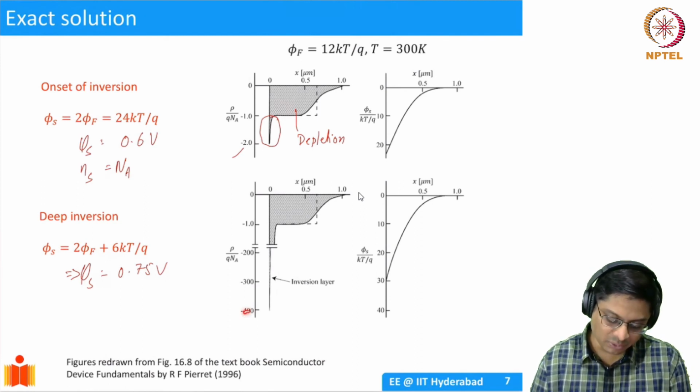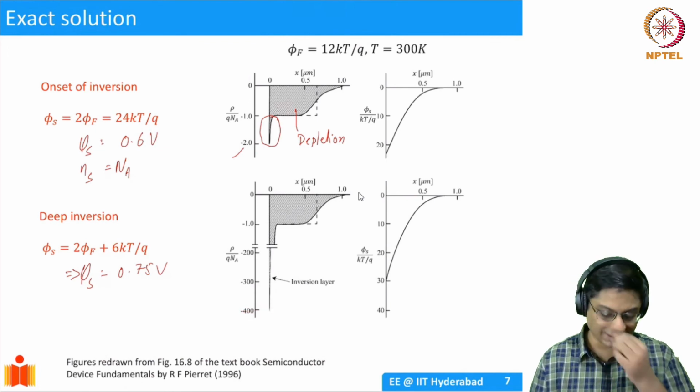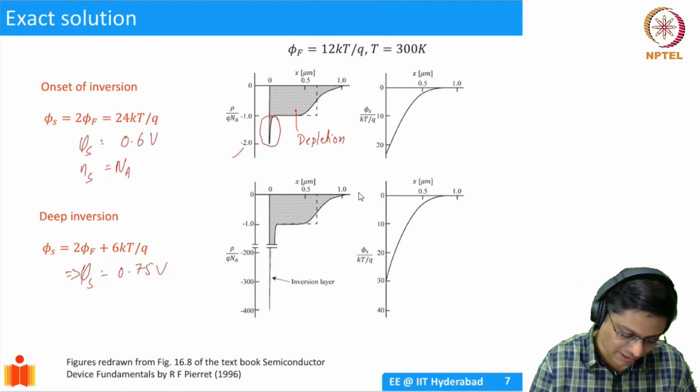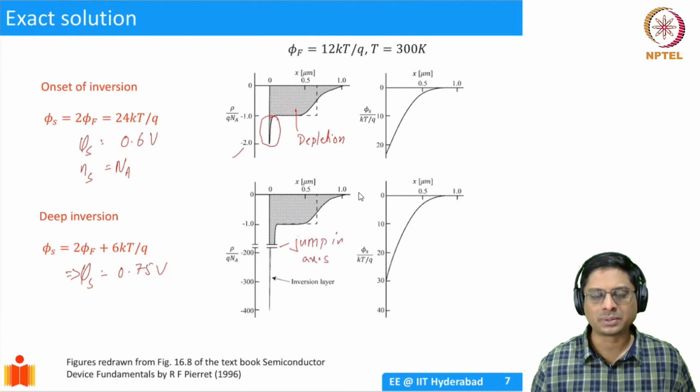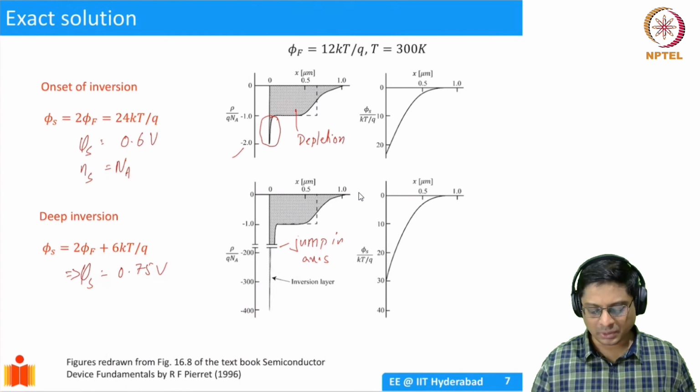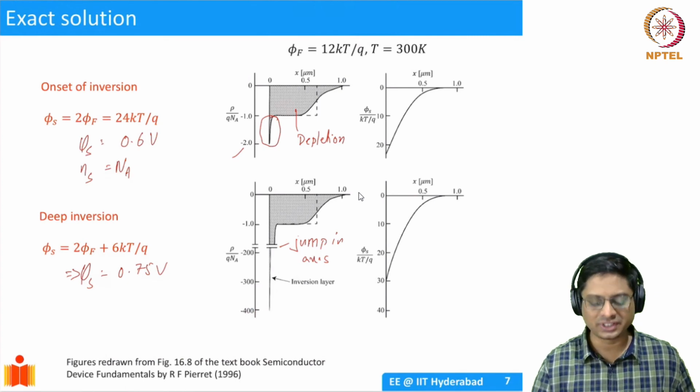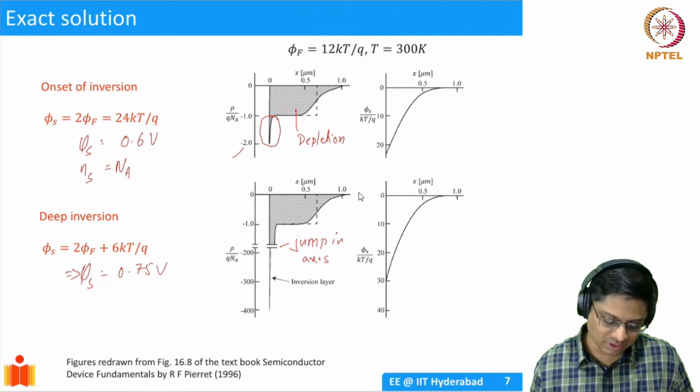See here, this is reaching up to -400. There is a jump here, by the way. Okay? This is a jump in the axis. This is the way you represent whenever you want to represent a large number. Because if I plot it in a linear scale up to 400, then you will not see the depletion charge. So this is a jump.